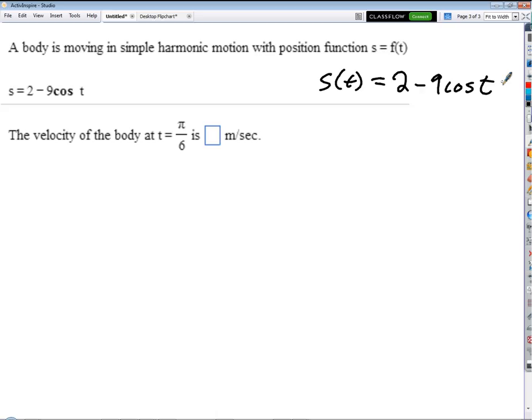Okay, physics types, and now even non-physics types in here. How is velocity related to position? So this is the derivative. Velocity is the derivative of position, right? So we would say then that V of t equals S prime of t, right? Now, think what that means.